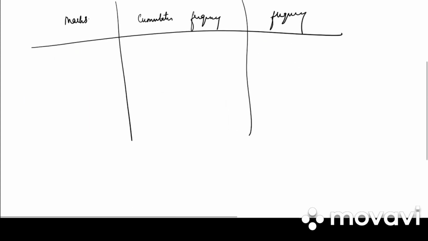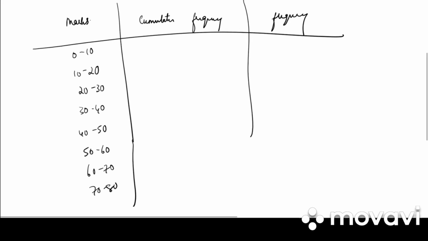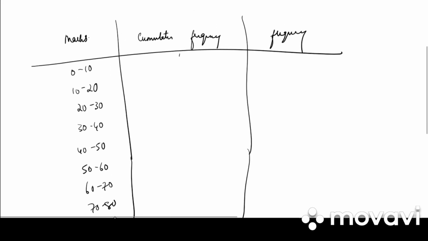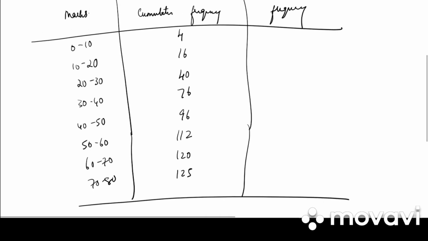So less than 10. So 0 to 10, 10 to 20, 20 to 30, 30 to 40, 40 to 50, 50 to 60, 60 to 70, 70 to 80. They have given us cumulative frequency, that is 4, 16, 40, 76, 96, 112, 120, 125. How do we find the frequency? First one will be as it is, that is 4.